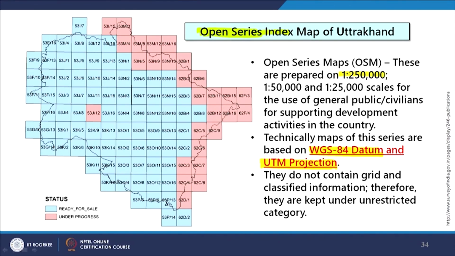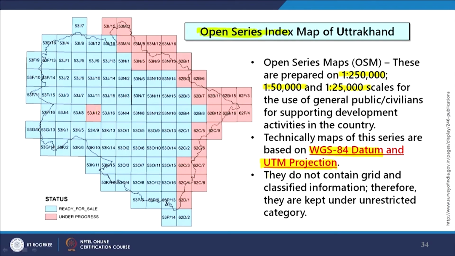So, open series maps are basically prepared at different scales, 250,000, 50,000 and 25,000, and these are not restricted as well. Earlier, in the earlier system, we used to have a lot of restricted topo sheets and difficulties. And as you can see here, for entire Uttarakhand it is also showing status, and all the blue ones are ready for users, whereas on the border areas or in the one in the center there is some under progress situation.